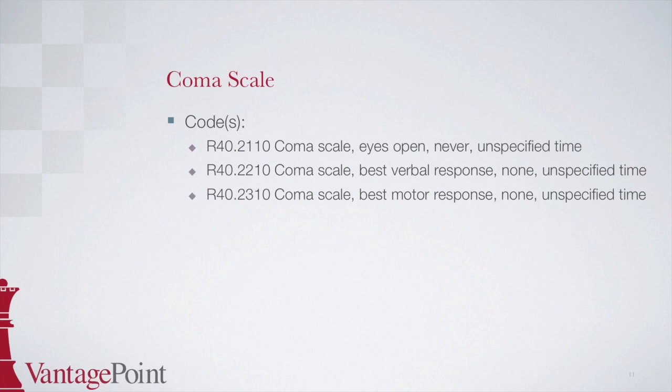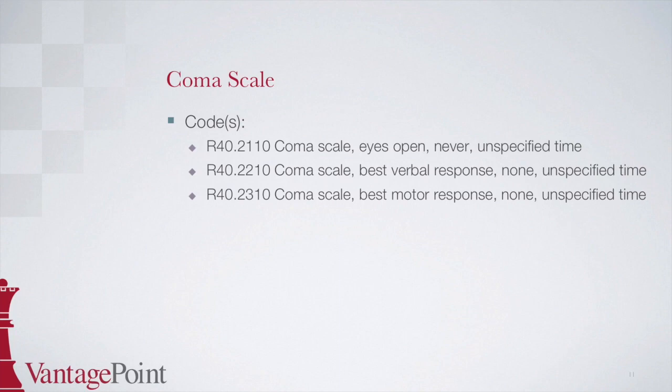The first code is R40.2110, coma scale, eyes open never, unspecified time. To locate this code, start at coma in the alphabetic index, and indented below this is the word with, followed by the 3 elements needed to complete the coma scale: motor response, opening of eyes, and verbal response. In this case, it doesn't matter the order of the 3 codes, as long as a code from each of the 3 scales is reported.